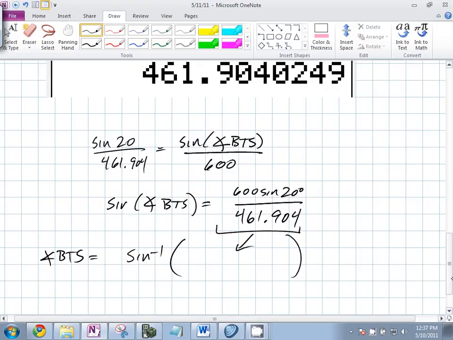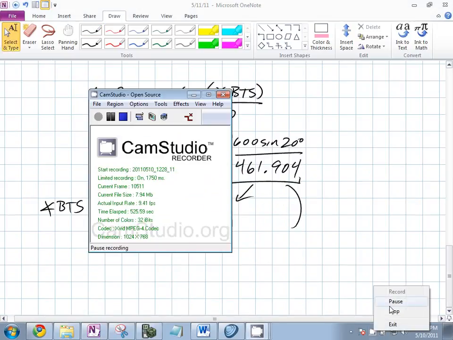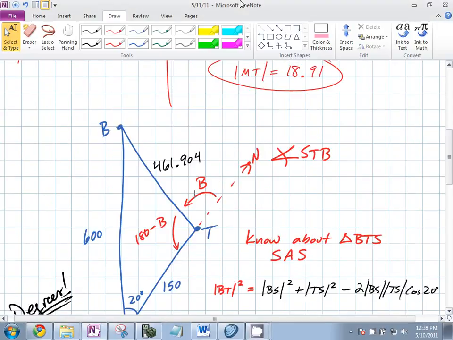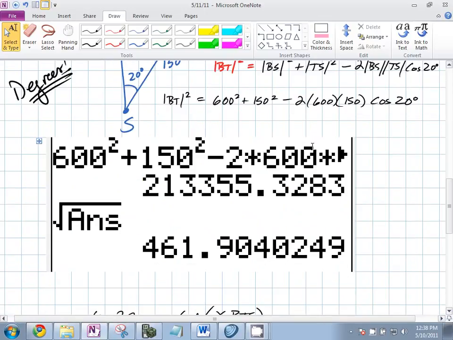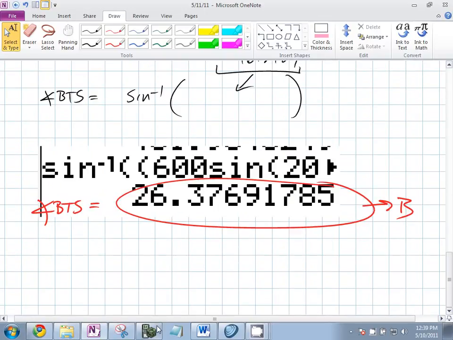If you do this out on your calculator, let's see what we get. What type of angle is BTS? It's an obtuse angle. So if it's an obtuse angle, what do you have to do? Subtract it from 180. It also should make logical sense. This one's clear because it's obviously an obtuse angle. Is it always that clear? No, just be careful. It's an obtuse angle, so you're going to have to subtract it from 180.